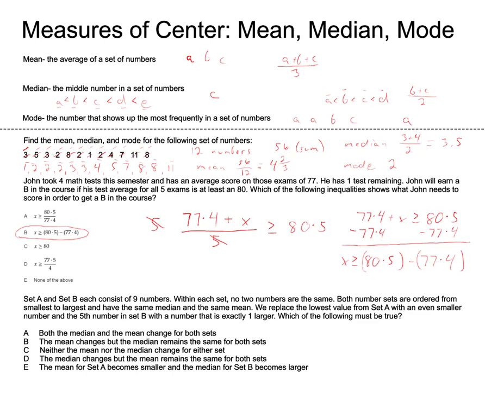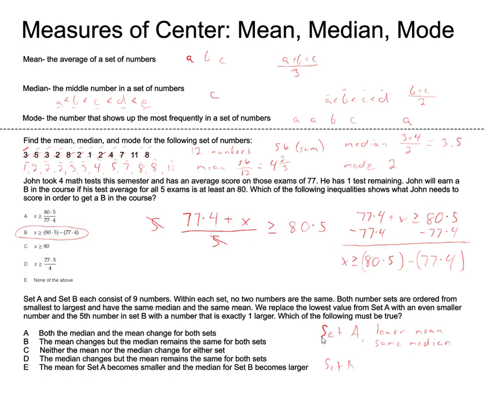So scanning the answers, it looks like everything is discussing the median and the mean. So let's figure out what changed in set A and what changed in set B. So for set A, we did change one of the numbers by lowering it. So that means the mean is going to be lower in set A. However, we did only replace the lowest value from set A, so that shouldn't affect the median. So the same median is going to exist after we change the number as was there before we changed the number.